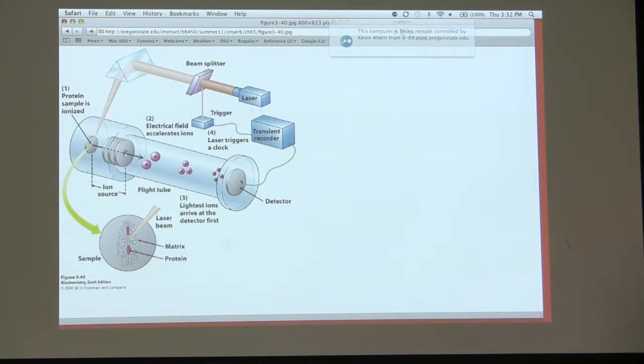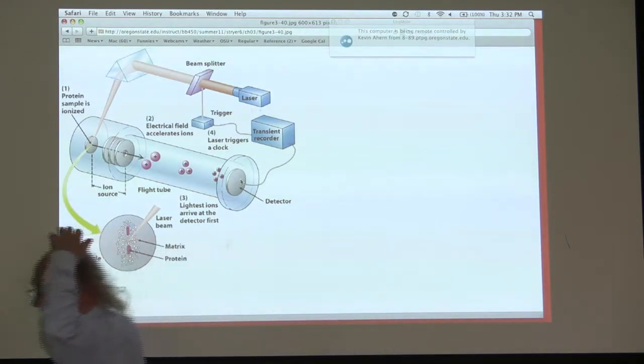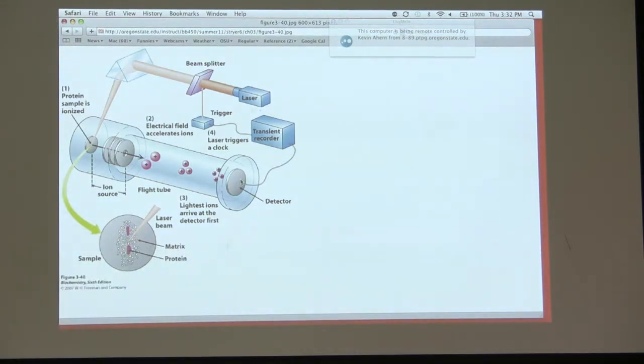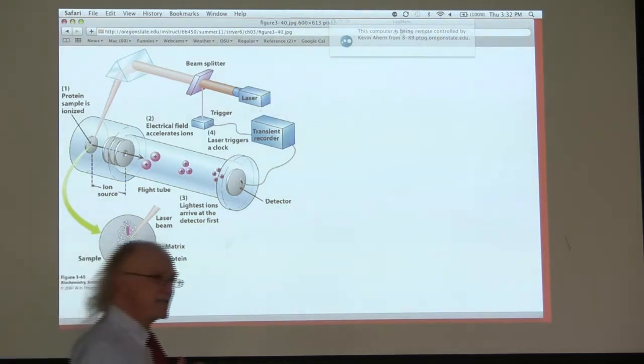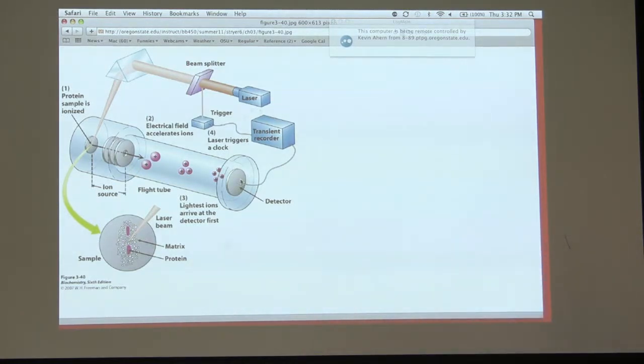Now that is extraordinarily powerful. Okay? It is so powerful that using a modern mass spectral analysis like this, a person with a robotic system can determine the sequence of 5,000 or 6,000 proteins in a day. That beats Edman degradation all to hell.